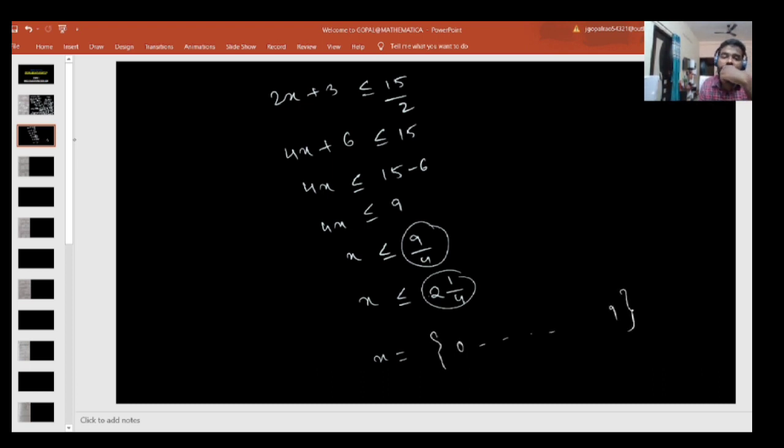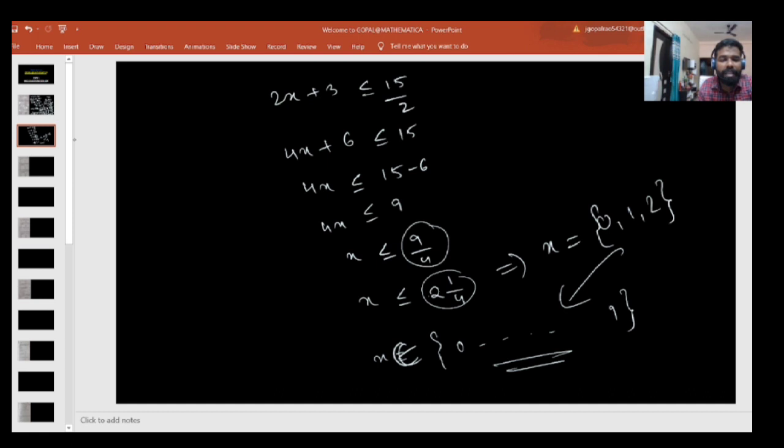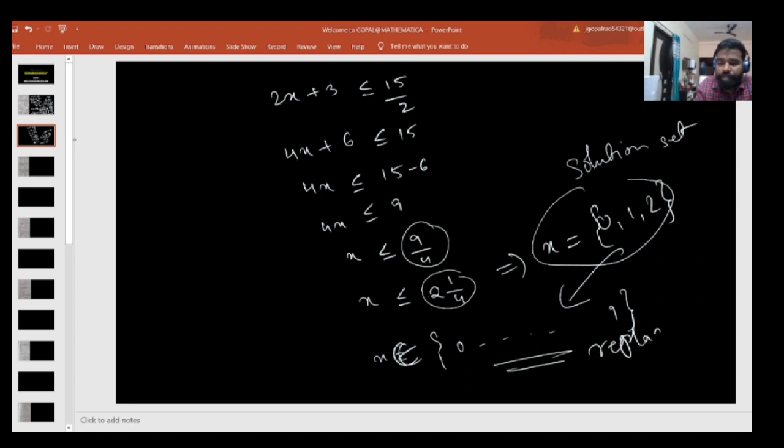So finally we can write that x belongs to this. So finally we can say x is equal to 0, 1 and 2. So these three numbers come from this replacement set which is given to us. So we call this set the solution set, and the given set is called the replacement set.